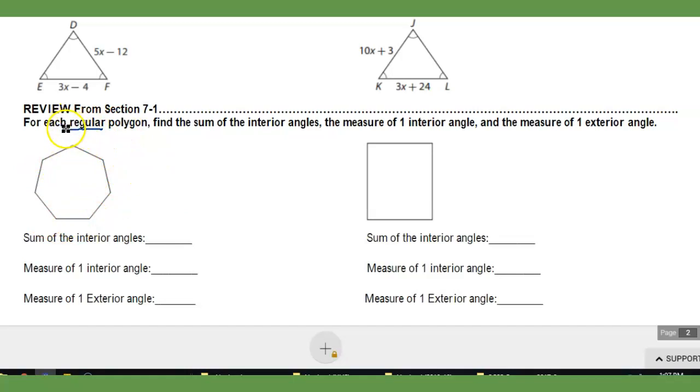If we didn't have this part right here, we could not calculate any of this. We'd have to use a protractor. But assuming everything is the same, all the sides, all the angles are the same, which is what regular means, we can calculate each one of these just by dividing how many sides there are and so on.